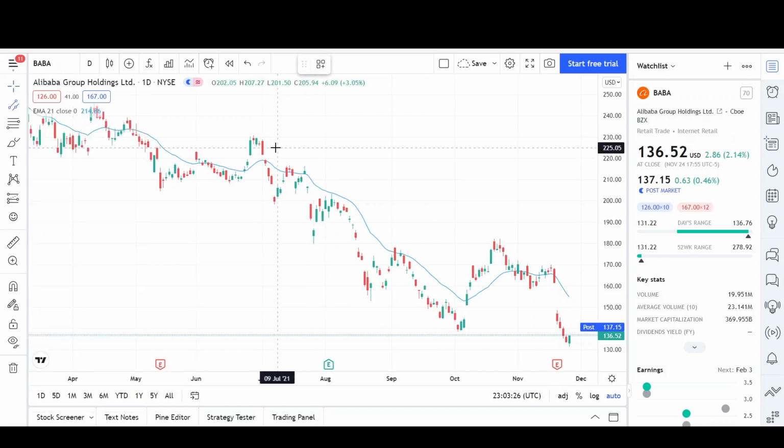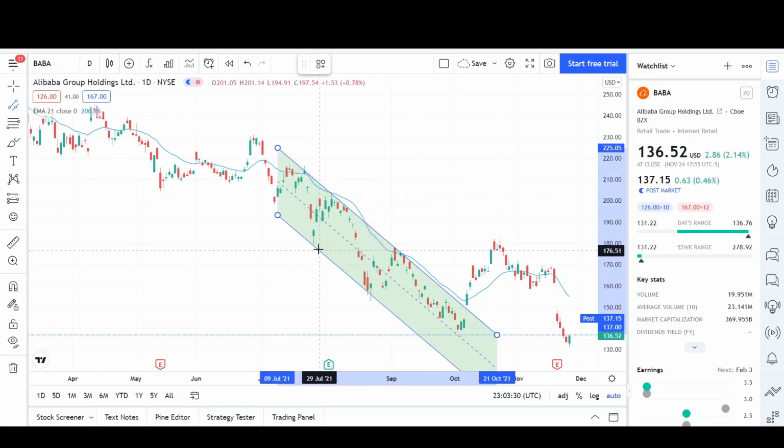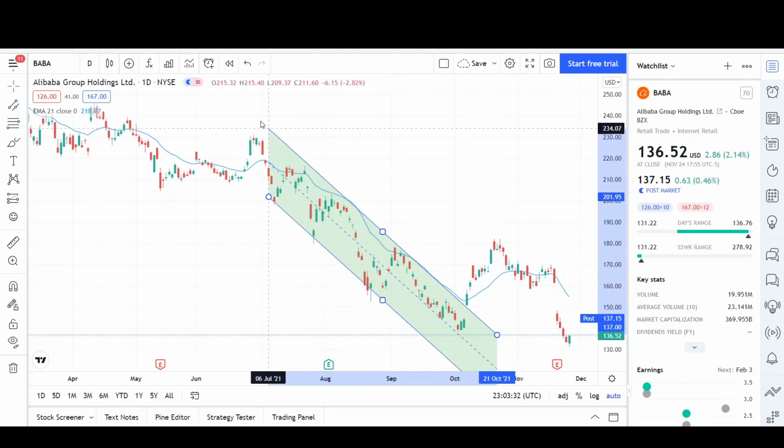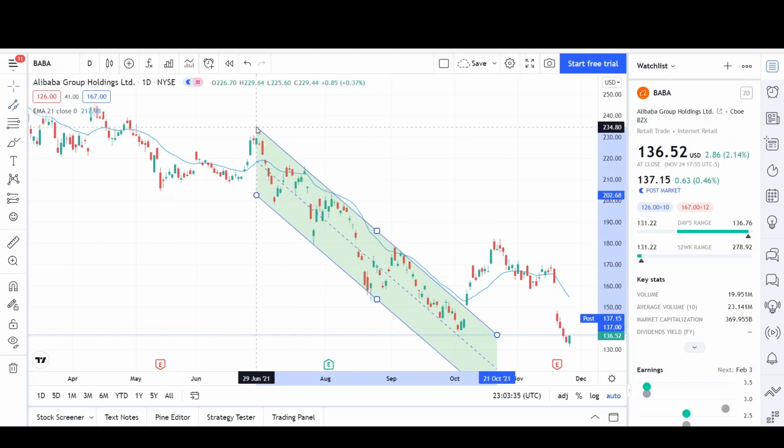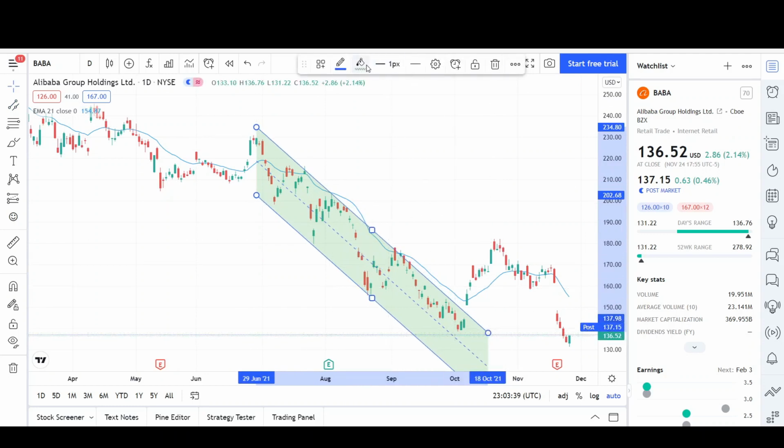And the first thing that I noticed is that there was this downtrend right here in play. And let me show you guys that right now. Let me just drag this up a little bit. So we had this downtrend for Alibaba, and it finally looks like it's possibly coming to an end very soon.